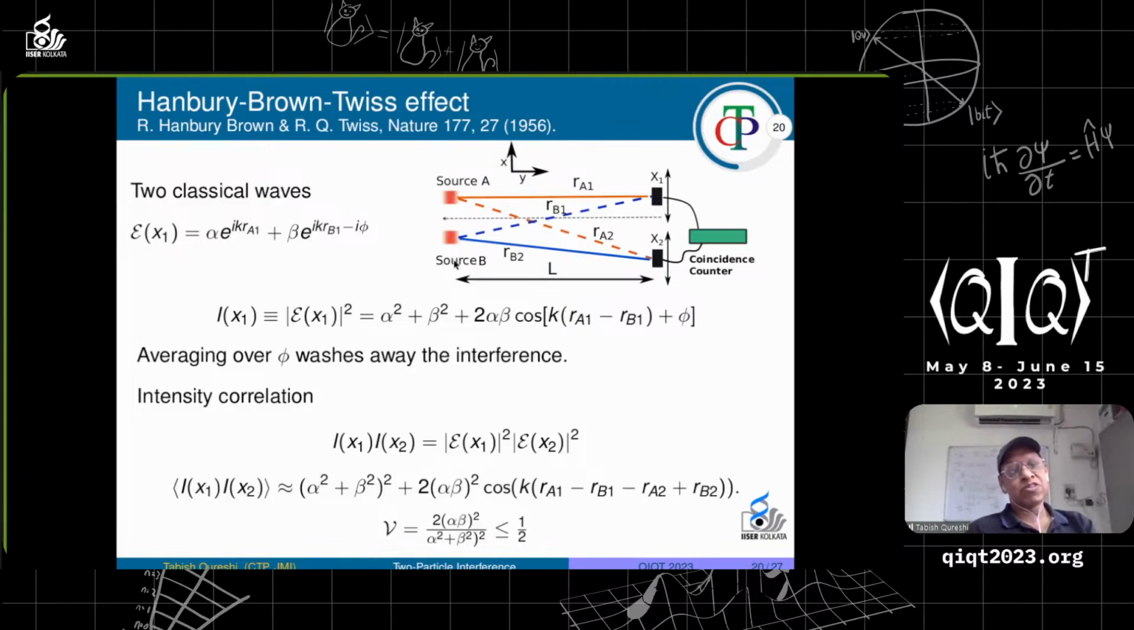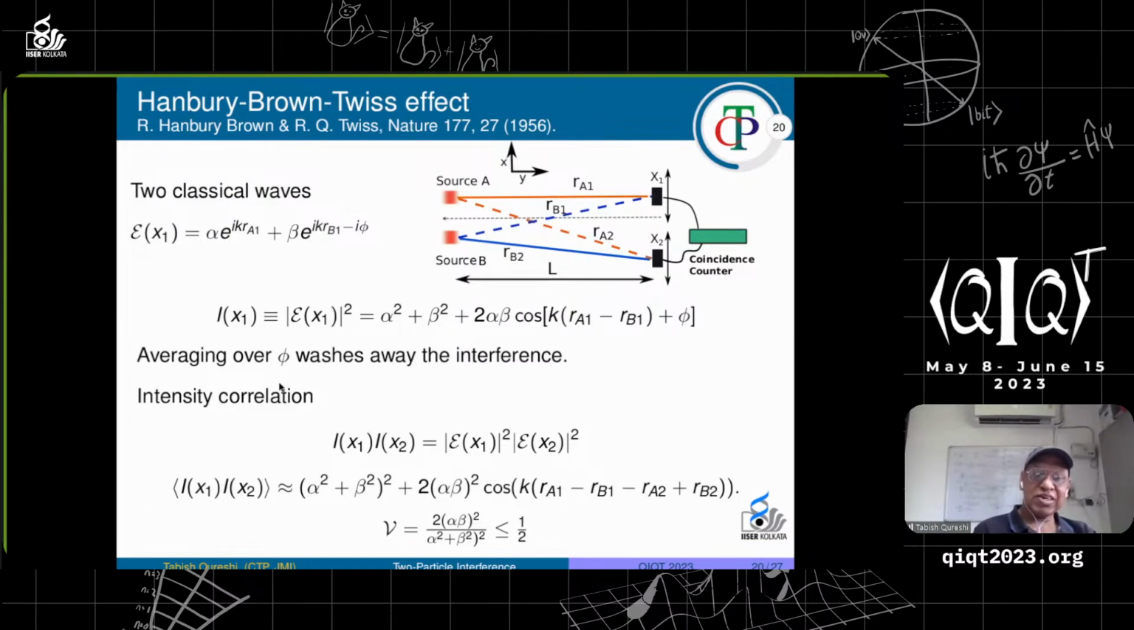So you know that these sources are incoherent. So you have no control over the relative phase between these two waves. So finally, you have to average over this phi. When you average over this phi, this term disappears. So interference is completely washed away because of these random phases.